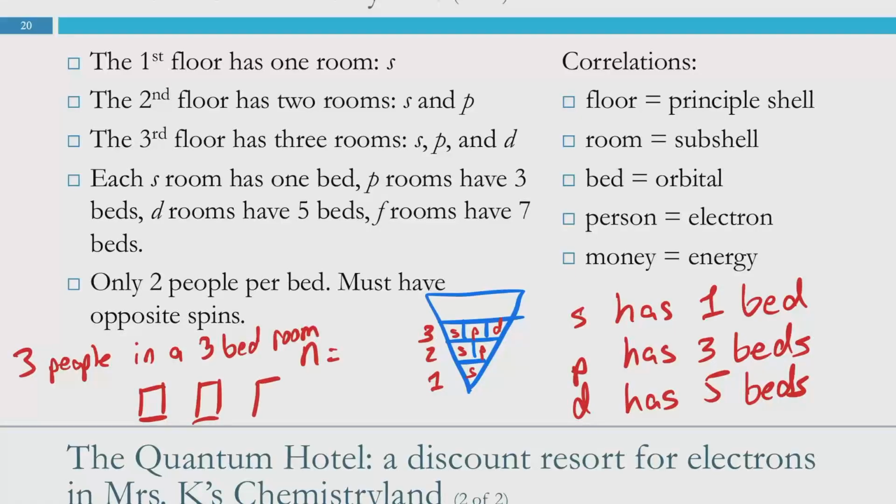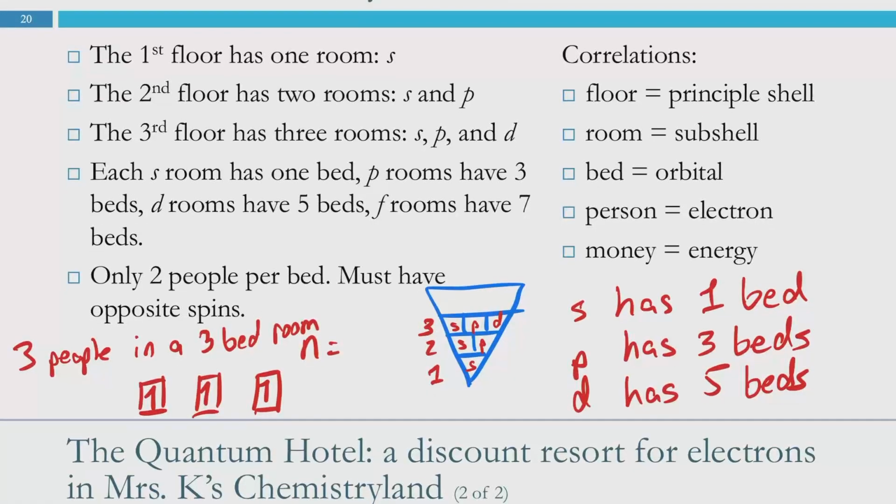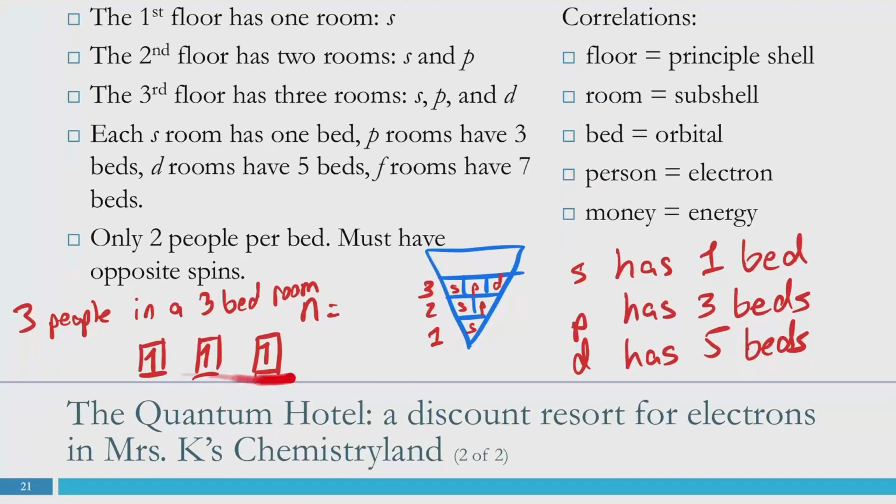So 3 people in a 3-bed room. Probably also, everyone is sleeping the same direction. They're probably all sleeping with your heads towards the wall. You're not a maniac sleeping with your feet towards the wall and your head sticking out in the middle of the room. If you do that, that's fine. It's whatever you want. If you have 4 people, then what happens? 4 people in 3 beds? Somebody's got to double up.